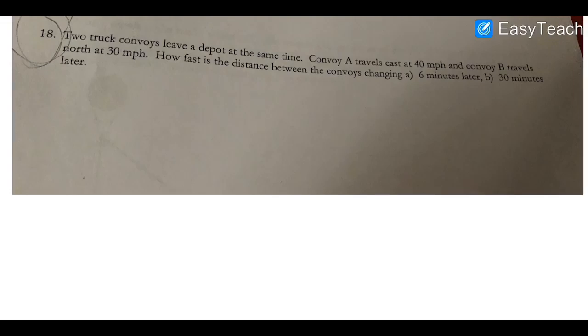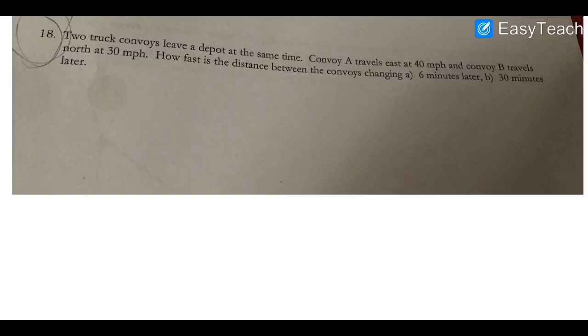So I am doing number 18. Welcome back, ladies. So this says 2 truck convoys leave a depot at the same time. Convoy A travels east at 40 miles per hour and convoy B travels north at 30 miles per hour. How fast is the distance between the convoys changing at A, 6 minutes later, and B, 30 minutes later?